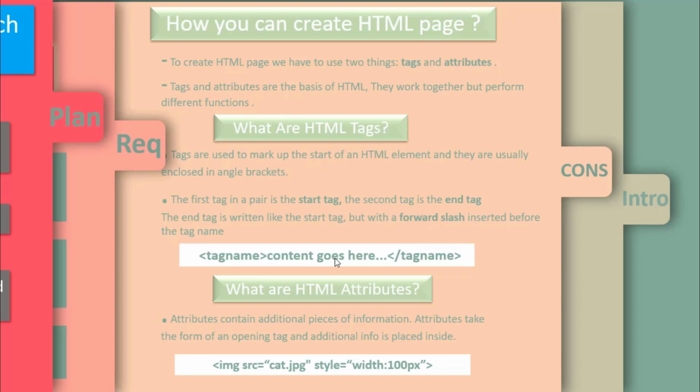Then the attributes contain additional pieces of information. Attributes take the form of an opening tag, and additional info is placed inside. So here is an example. This is an image element, and src, which is short for source, is considered an attribute. This attribute is just used with images to specify the directory for this image. And also we have the style attribute to add styles for the text or for a picture or any HTML element.